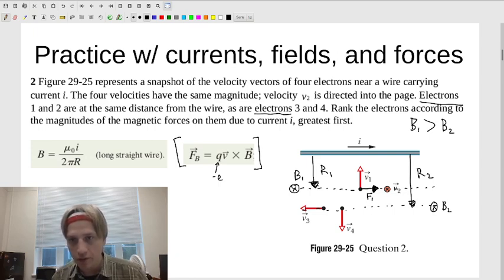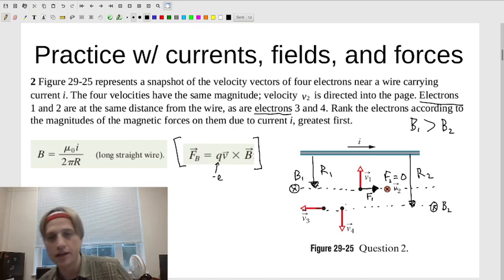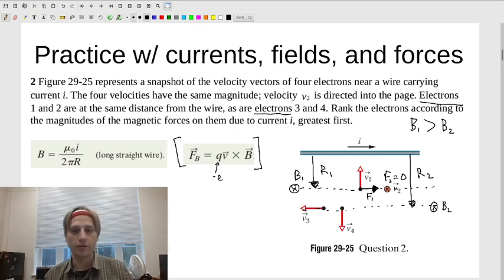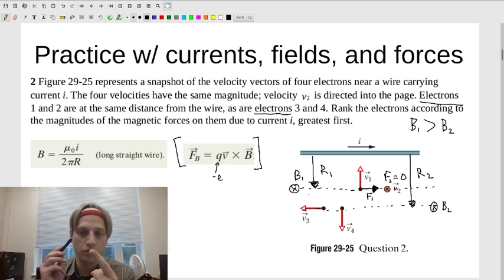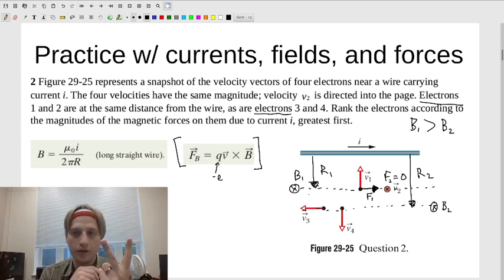Now, notice we've got a little bit of a weird one here for v2, because v2 is pointing directly into the page. B1 is also directed just straight into the page. So the F on that particle 2 is going to be 0 because they are parallel. The two ways that you can get a zero magnetic force are either to have zero velocity or to have your velocity vector directed parallel to that of the magnetic field.